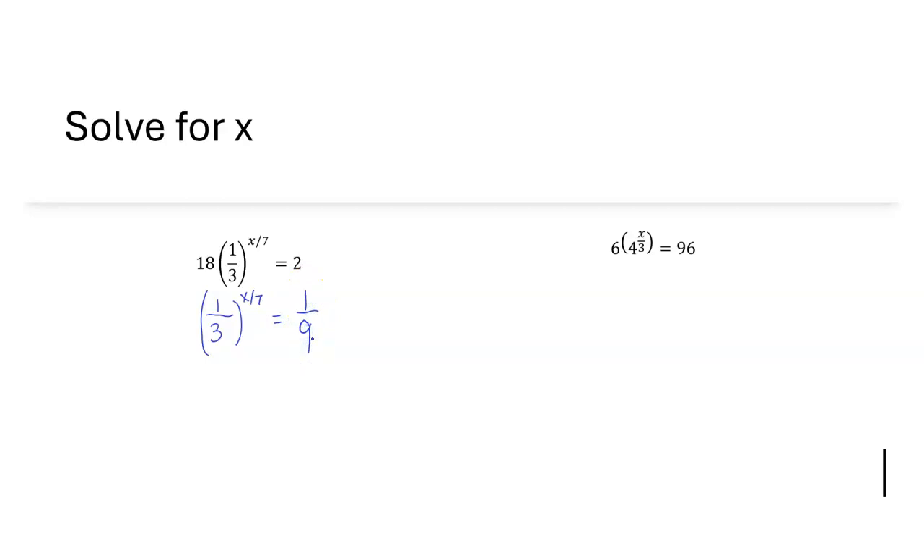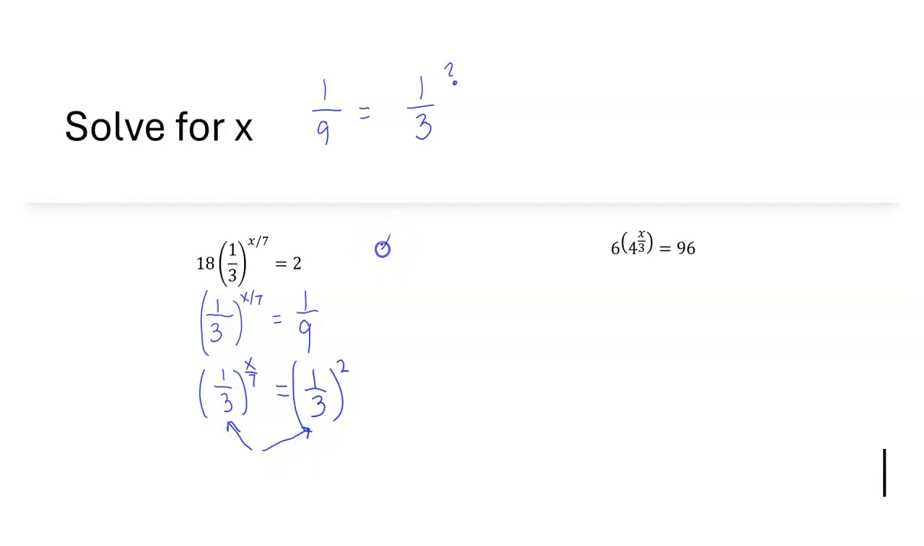And what I notice is that I can change 1/9 so that it is 1/3 to a power. I can change it so it's 1/3 to the second power. So this becomes (1/3)^(x/7) equals (1/3) to the second power. Now, the reason I don't have to use logs here is because my base matches. It's exactly the same base, so I can ignore the base.